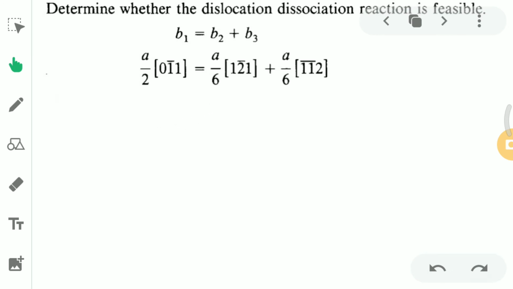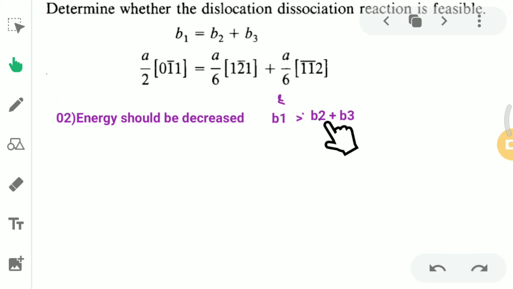For that, we need to check whether the energy is in decreasing order from b1 to b2 plus b3. b1 square should be greater than or equal to b2 square plus b3 square. If it satisfies this, then only this dislocation reaction is feasible. Otherwise it is not feasible.